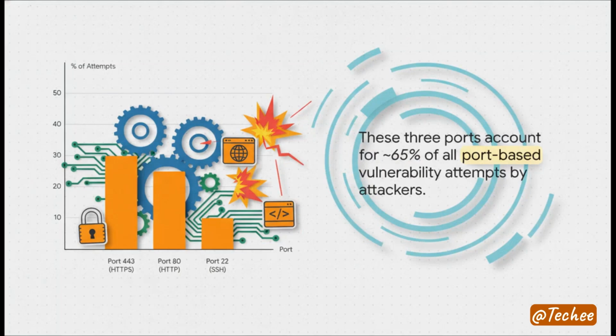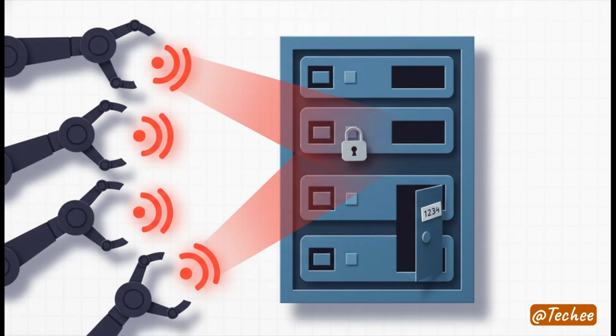And the data makes this crystal clear. Security research consistently shows that just 3 ports, SSH, HTTP, and HTTPS, are the target of roughly 65% of all port-based attacks. That's a huge number, and it tells you that attackers are focusing their energy right where they think they'll find an opening. Right, they focus on these high-value public-facing services because if they can compromise one, they can get significant control. They're basically looking for the low-hanging fruit, systems with default settings, weak passwords, or software that hasn't been updated.